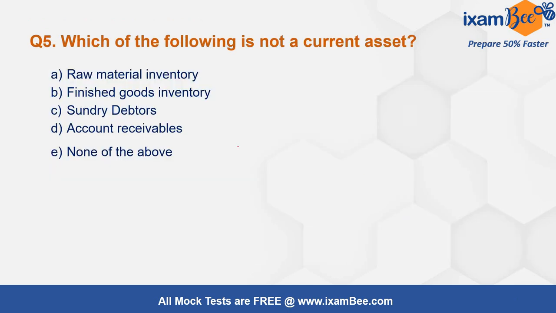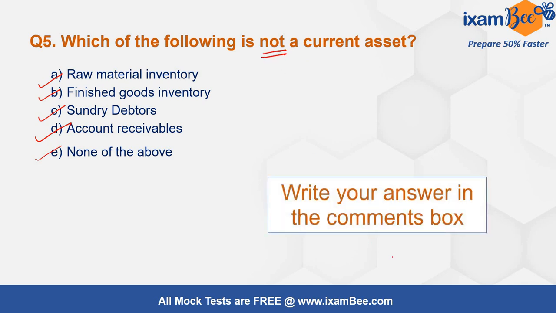Last question for today. Which of the following is not a current asset? Raw material inventory, finished good inventory, sundry debtors, accounts receivables, or none of the above? Which of this is not a current asset? You can write the answer in the comments box and I will reply in the comments box after seeing your answers what the correct answer is.